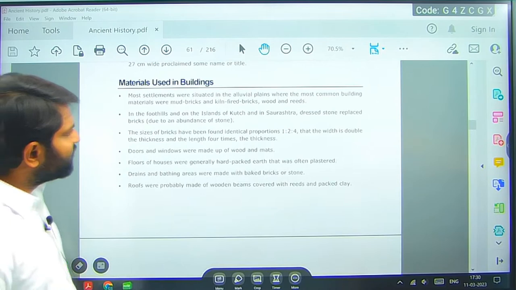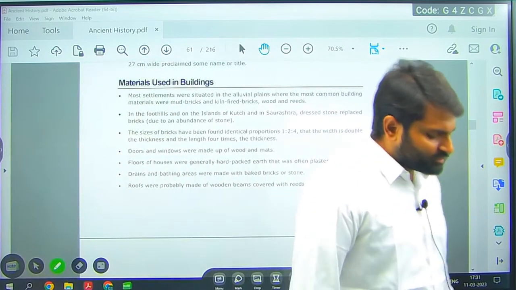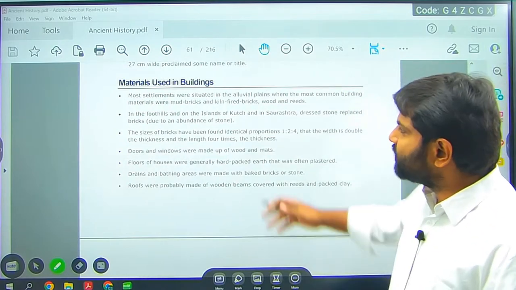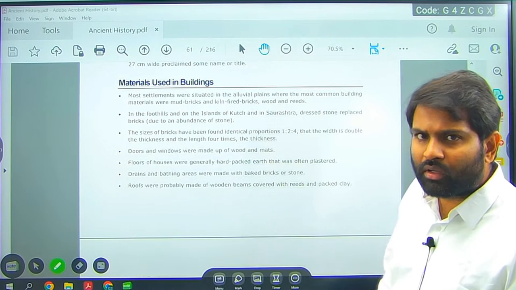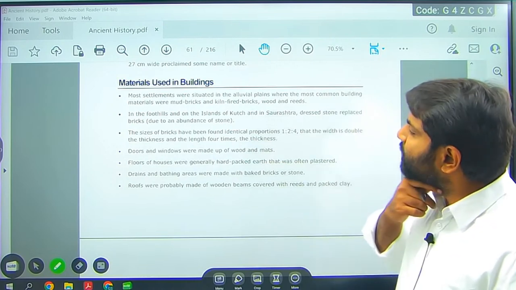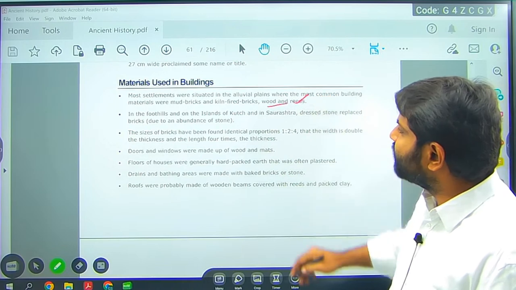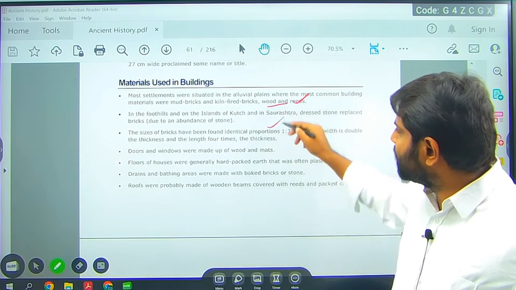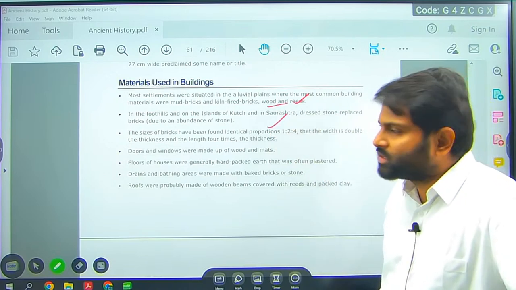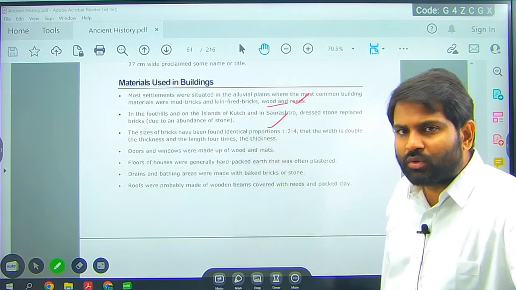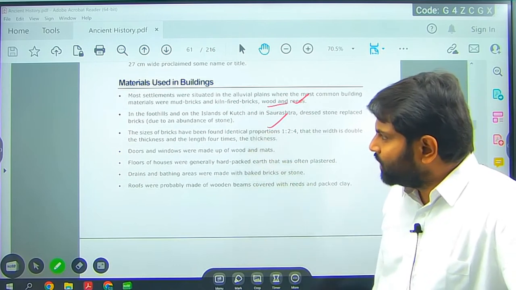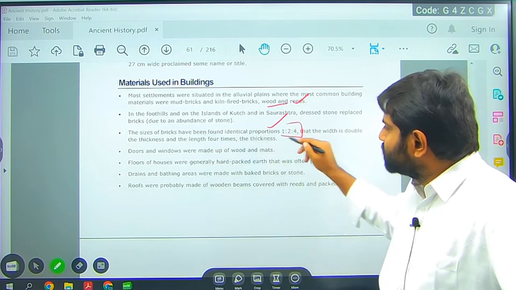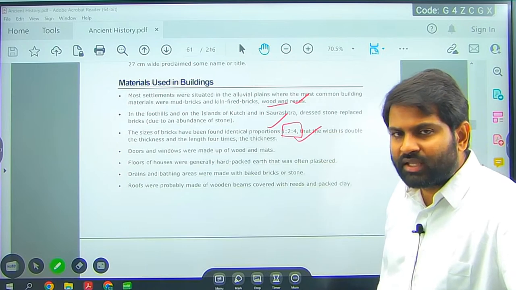So what are the different materials they used for buildings? Most of them, as I said, are in alluvial plains, no more stone age. Buildings were mostly made of mud bricks, kiln-fired bricks, wood, and reeds. In the foothills and islands of Kutch and Saurashtra, dressed stone replaced the bricks, because of the abundance of that particular stone. Sizes of bricks have been found identical in proportions of 1:2:4, geometrical in size. Completely, we can say that the technology is available.